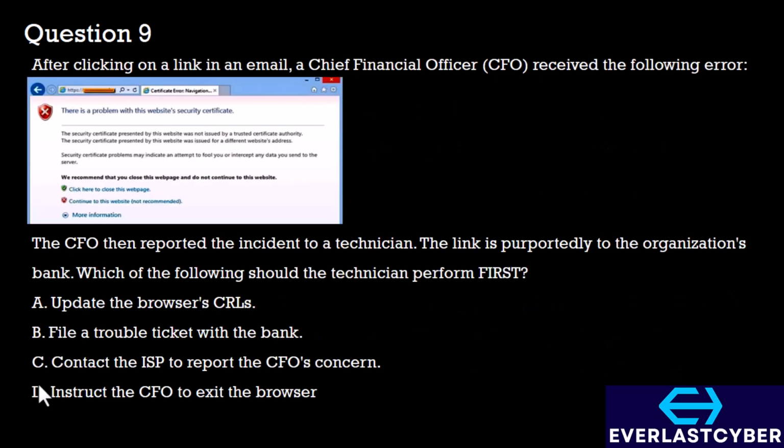Question 9. After clicking on a link in an email, a chief financial officer received the following error. We can see the diagram here. It shows there is a problem with this website's security certificates. The CFO then reported the incident to a technician. The link is purportedly to the organization's bank. Which of the following should the technician perform first?